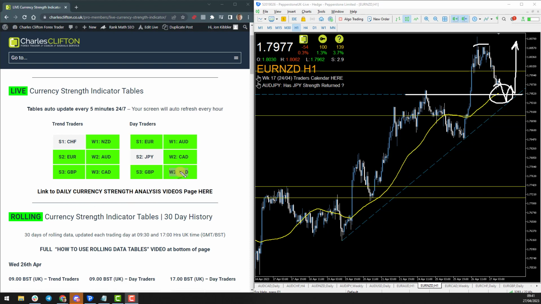Okay, so that one's to me a little bit more of a riskier opportunity. However, we're still featured on the tables. Kiwi's still the third weakest here and top on the trend traders table. So as long as that remains like that, what I would like to see is this Kiwi starting to bump back up the table a little bit. That would give us the opportunity to continue to trade that move higher.